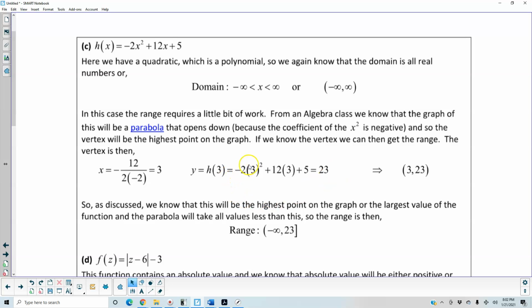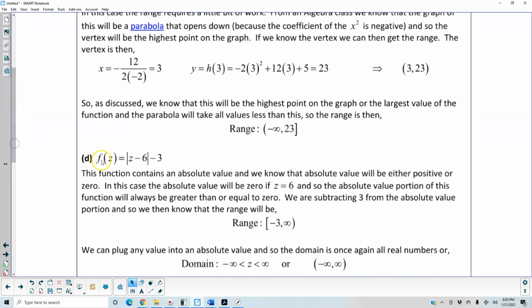So we're going to get negative 2 times 3 squared plus 12 times 3 plus 5, which is equal to 23. So the ordered pair is 3, 23. The 23 is the y value, which is the largest value of that function, which is the maximum. As discussed, this will be the highest point on the graph or the largest value of the function, and the parabola will take all the values less than this. So the range is parenthesis negative infinity comma 23 with a bracket.